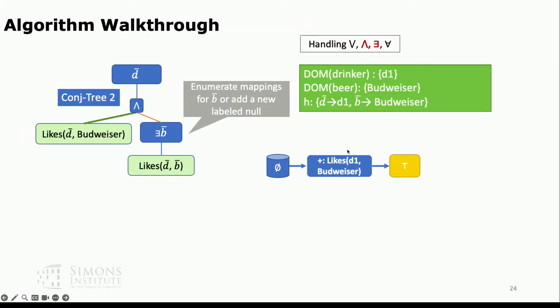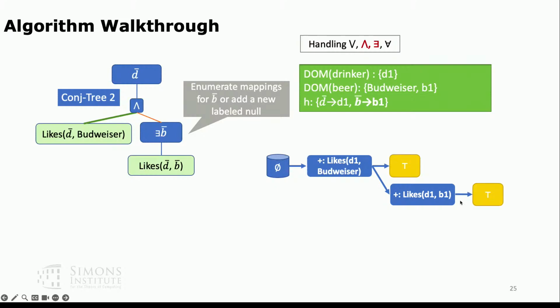How about the next one? Then there exists B, which could be a new beer B1. So I will check with that. Again, I will add a new likes tuple D1 B1 and then check that this also satisfies the query. So I got another conditional instance. So I could either have one likes tuple or two likes tuples here.